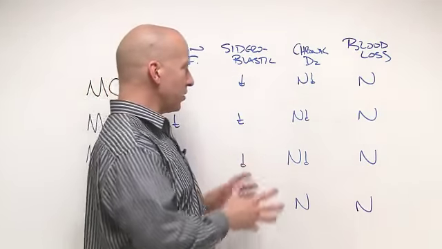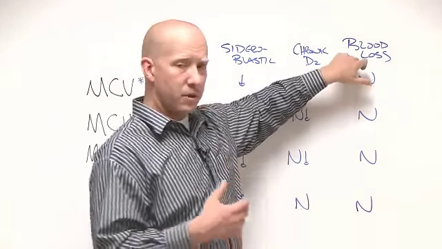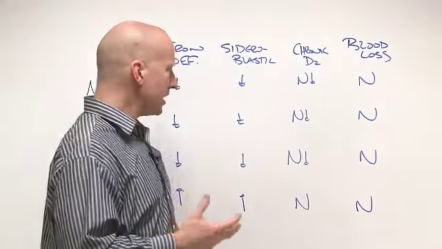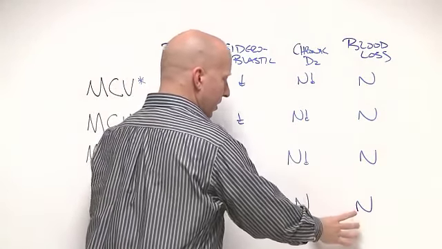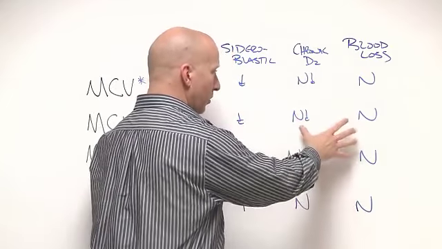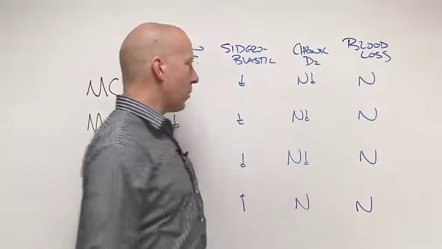Now, let's compare these to anemia of chronic disease or anemia due to blood loss. Now, if you notice, the MCV, MCH, and MCHC, also the RDW in these, are normal. In the case of chronic disease, they may be low, they also may be normal. So let's talk about why.